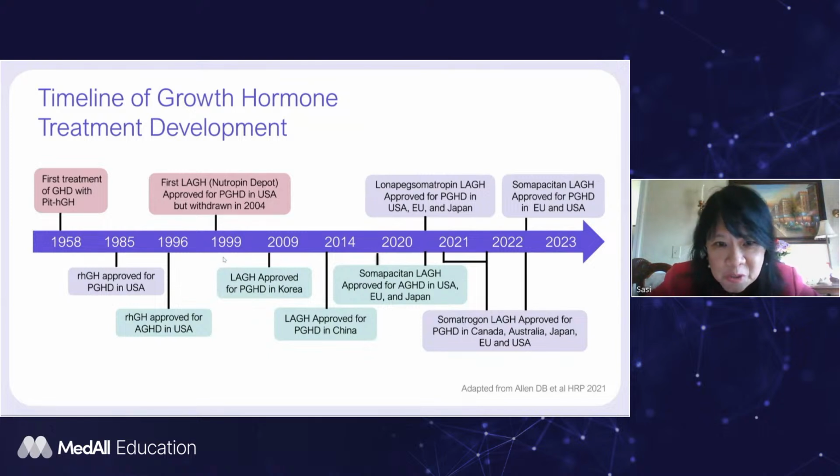But there were some issues with the formulation of the long-acting growth hormone back then. It caused quite many side reactions, so it was withdrawn in 2004. In other parts of the world, long-acting growth hormone was approved in 2009 and 2014. But in the US, the first long-acting growth hormone was approved in 2021, and subsequently a different formulation of long-acting growth hormone was approved in 2023.